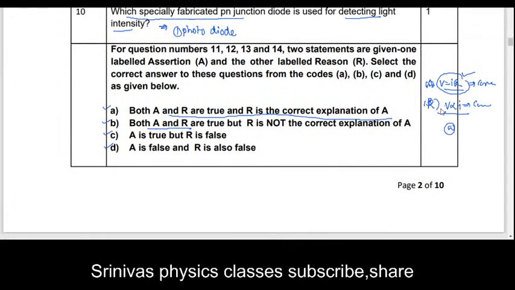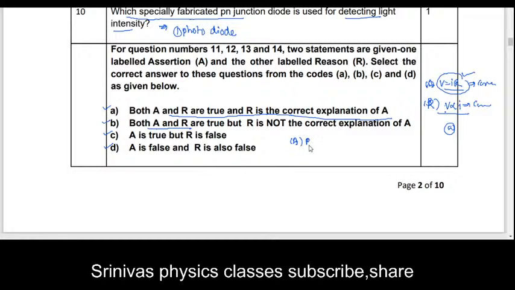We have to check whether both statements are correct or wrong, right? If one statement is right and the other statement is wrong, you have to select the third option. And if both statements are correct, but the second statement is not the correct explanation of the first statement.